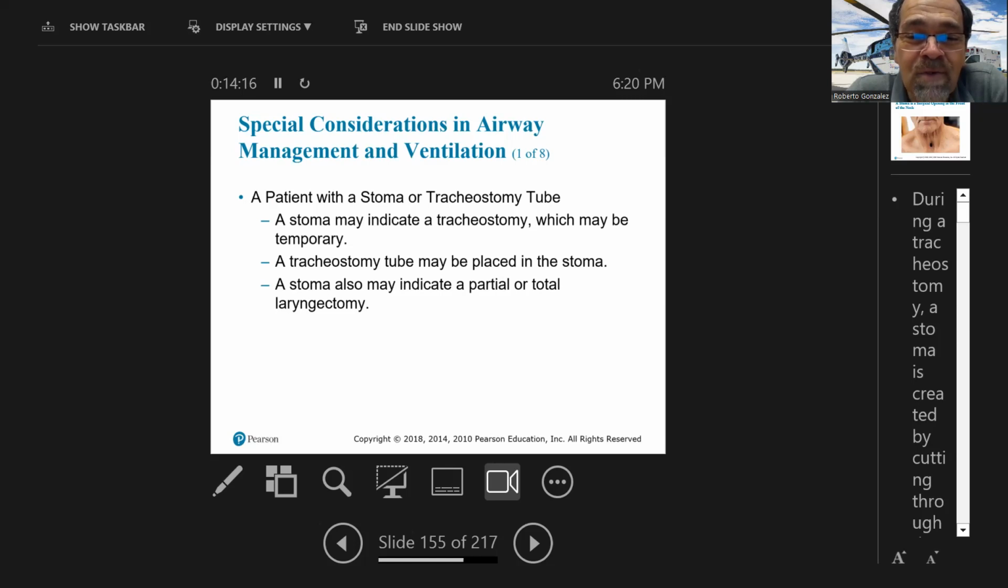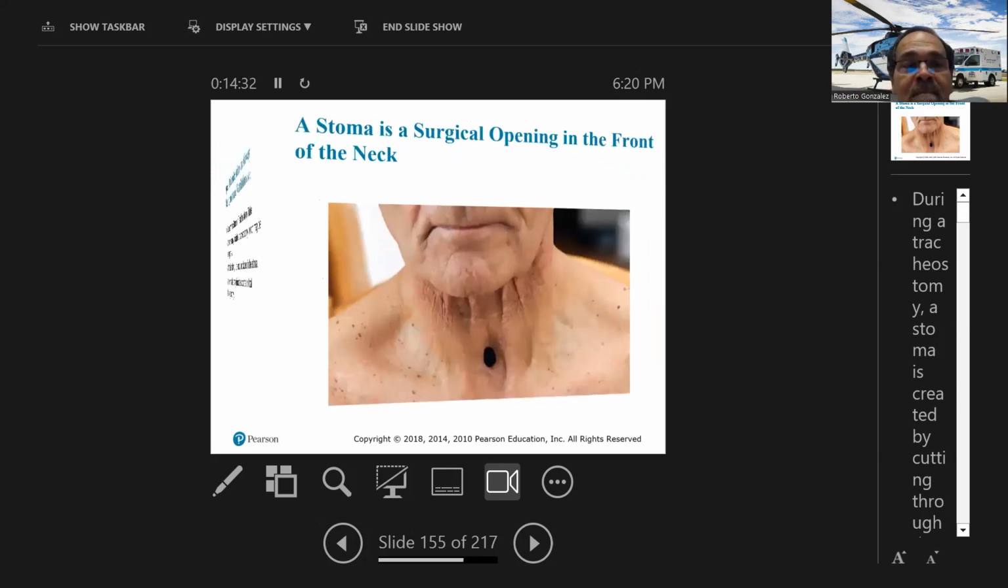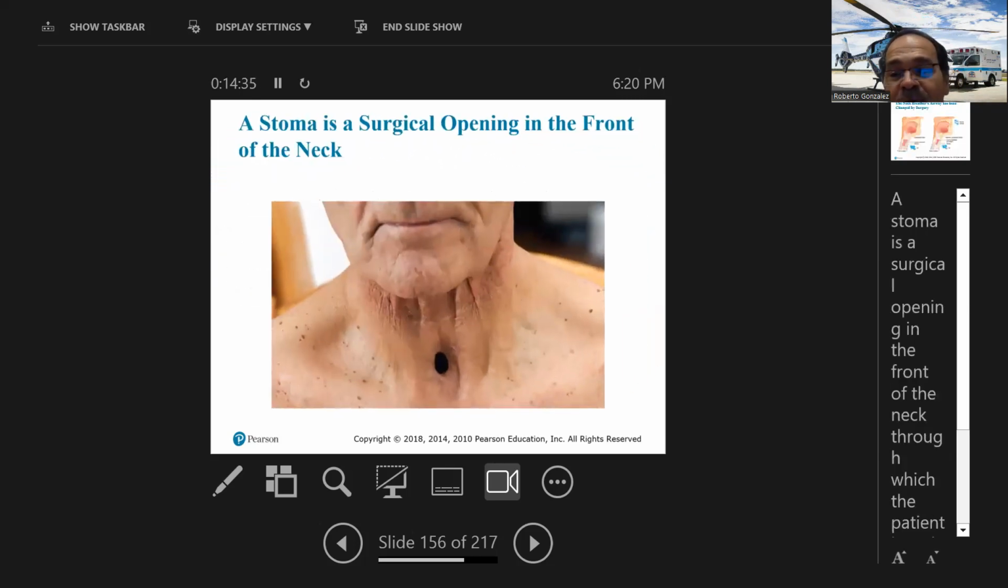A stoma also may indicate a partial or total laryngectomy. I'm sorry, I don't know why I can't read this. So laryngectomy is a complete removal because of some type of cancer or some type of issue. So this is a patient with a tracheostomy, and they just have a hole there, and they're breathing in without the tube itself. And you can put a tube there, or you can make that opening with a scalpel and put a tube in there. So you can have the patient breathe better.